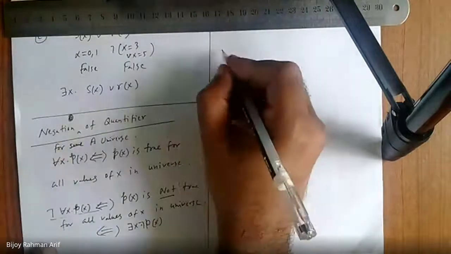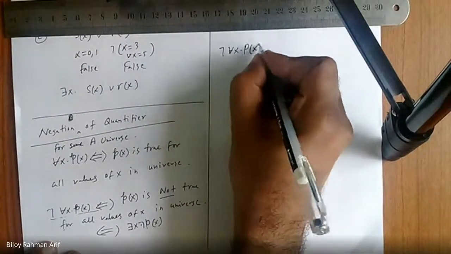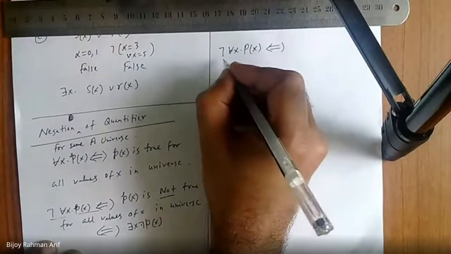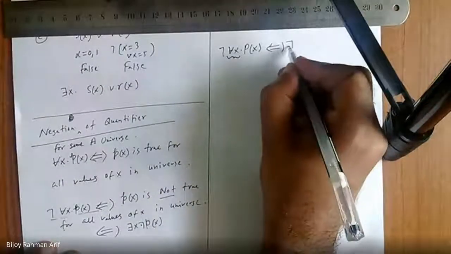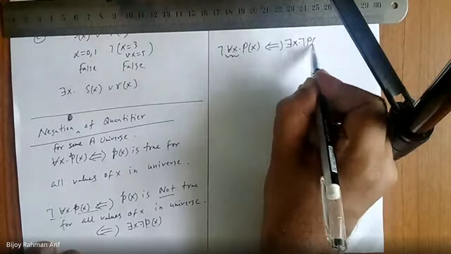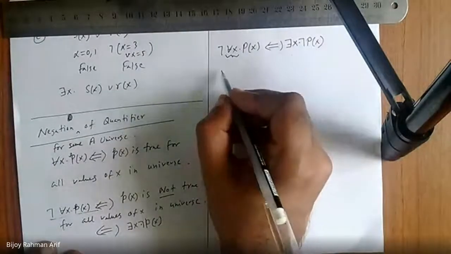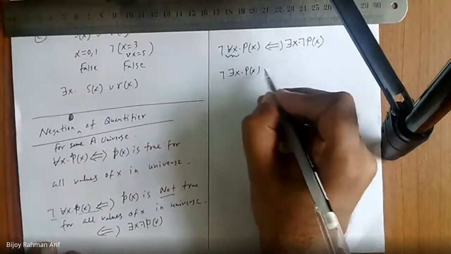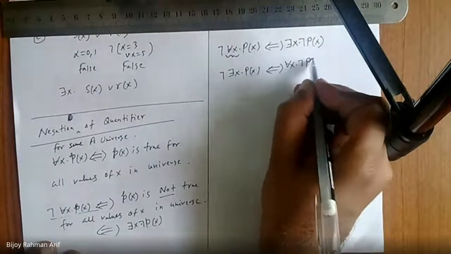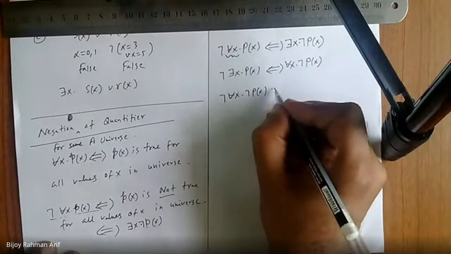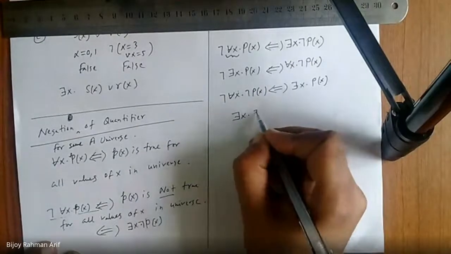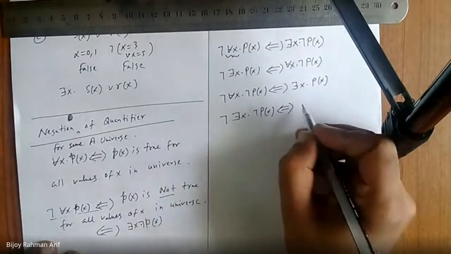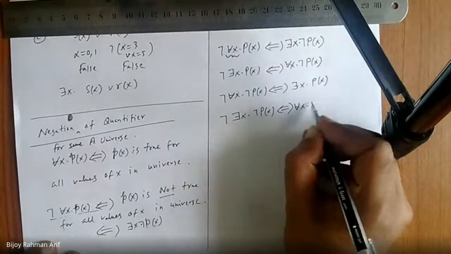So, remember, not all x, Px is equivalent to some x, not Px. Whenever it encounters any all x, it would become some x, and there will be a not sign just in front of Px. We are trying to move the not symbol inside. In the same way, we can also prove not some x, Px is equivalent to all x, not Px. Then, not all x, not Px is nothing but some x, Px. And not some x, not Px is equivalent to all x, Px.